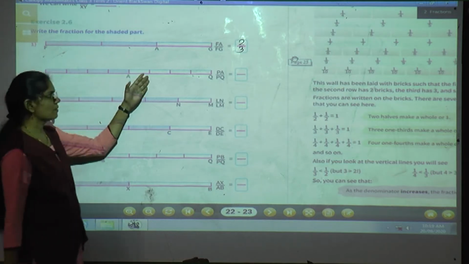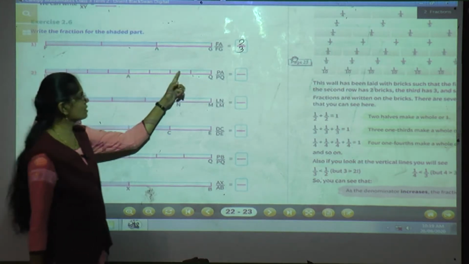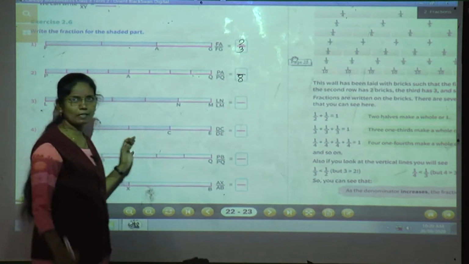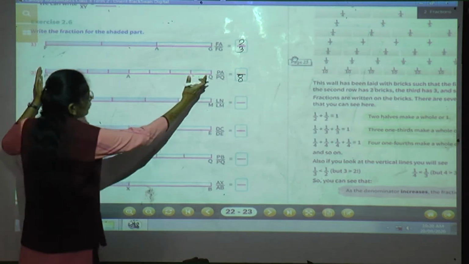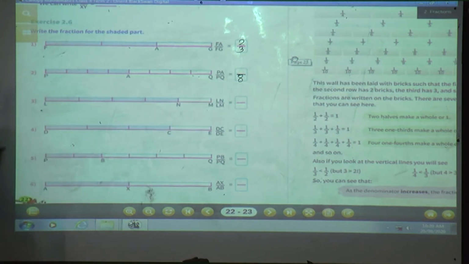Count, this whole is divided into how many parts? 1, 2, 3, 4, 5, 6, 7, 8, into 8 parts. This whole is divided into 8 equal parts. So what is the length of PQ? This is the PQ. PQ is equal to 8 parts. Now out of those 8 parts, 1, 2, 3, 4 parts are shaded.